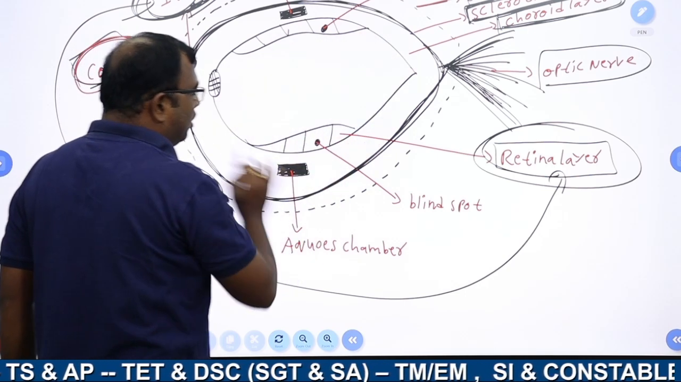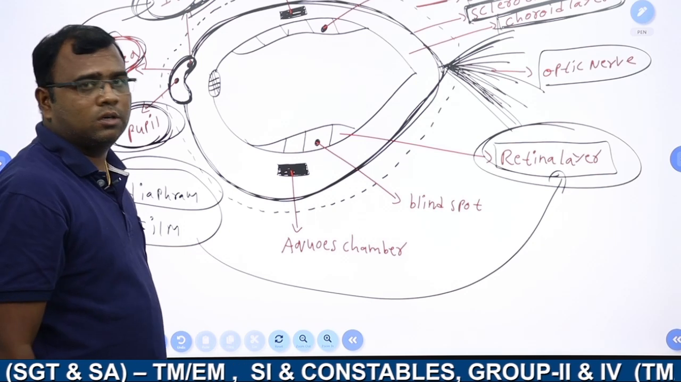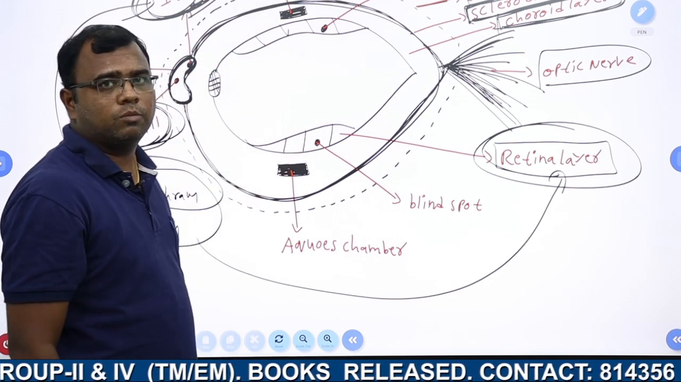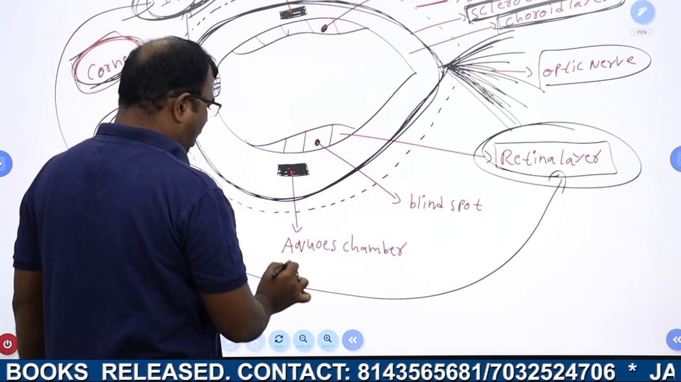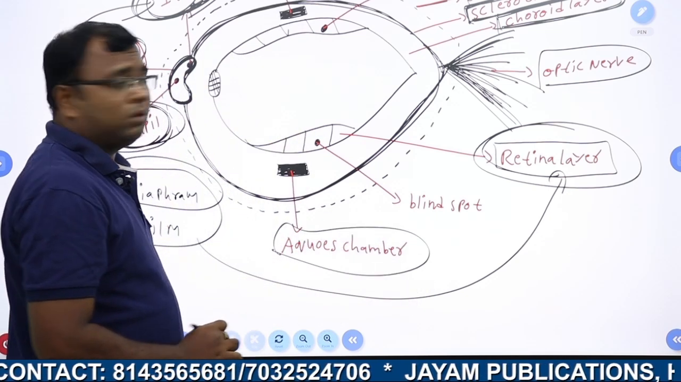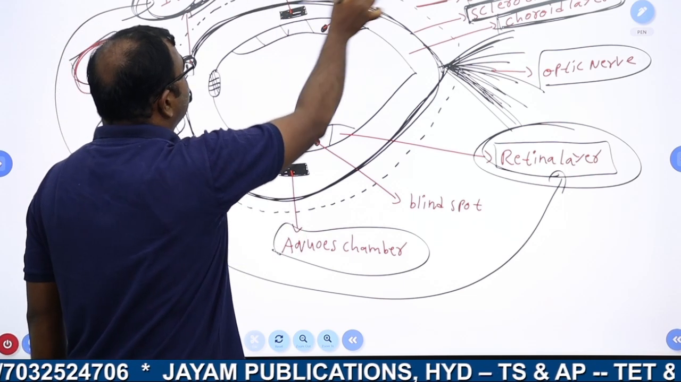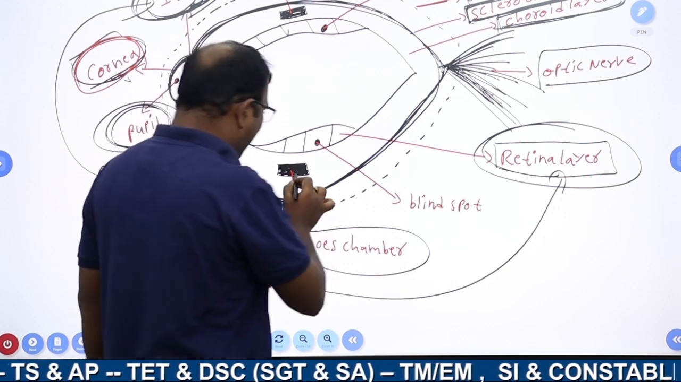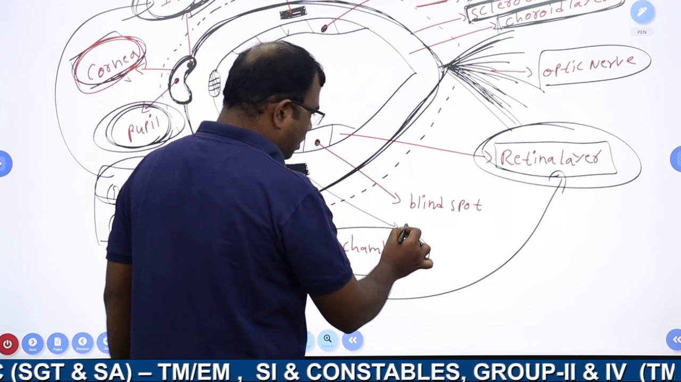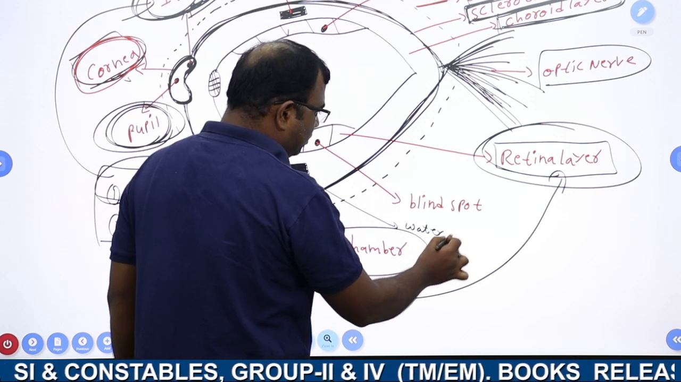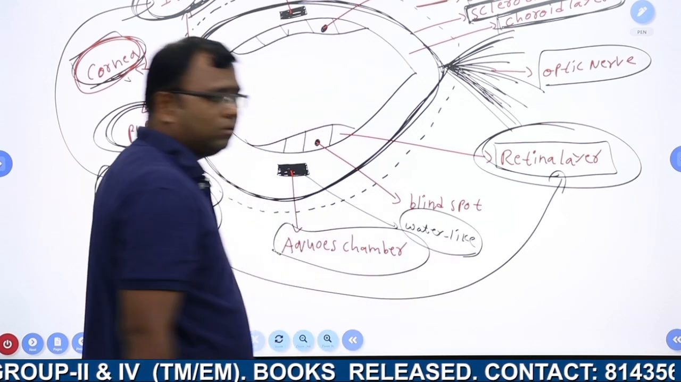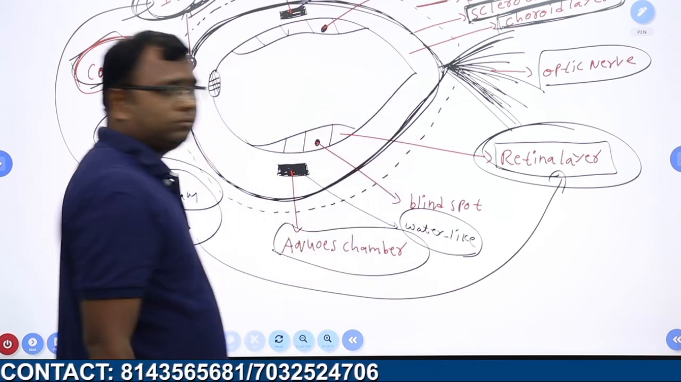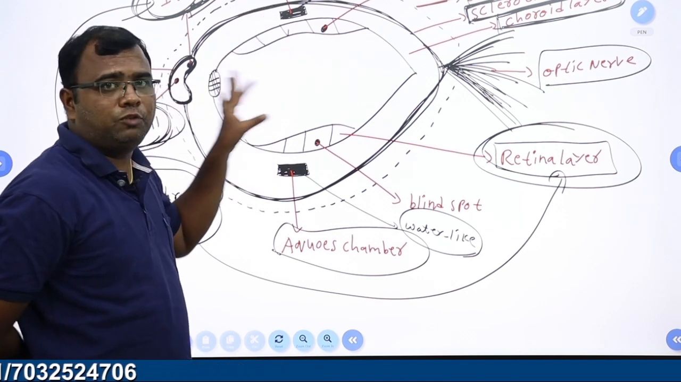In the choroid layer, two chambers are present. The first chamber is the aqueous chamber. The second chamber is the vitreous chamber. The aqueous chamber is filled with water-like fluid. The vitreous chamber is filled with jelly-like fluid. These two chambers are filled with fluid.